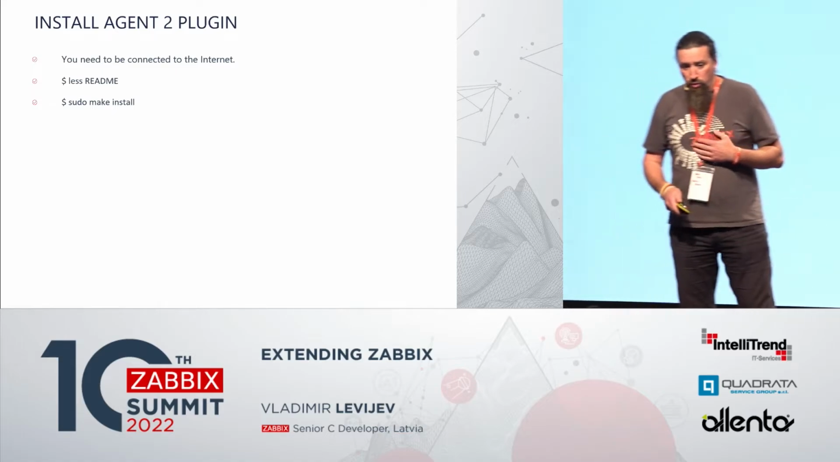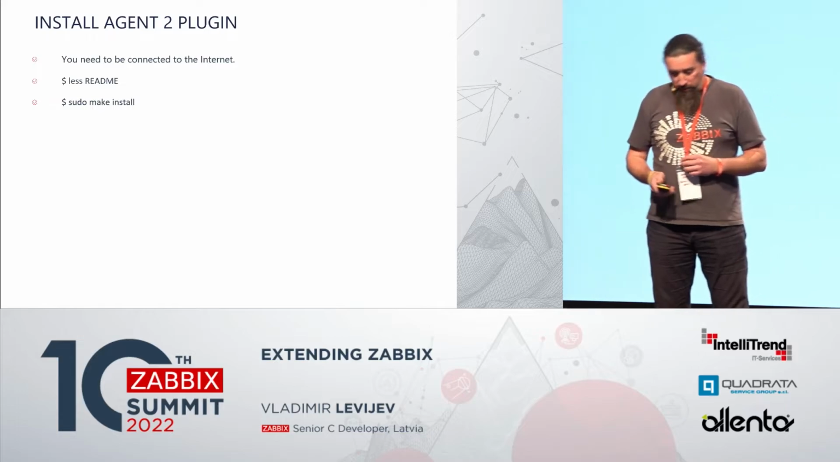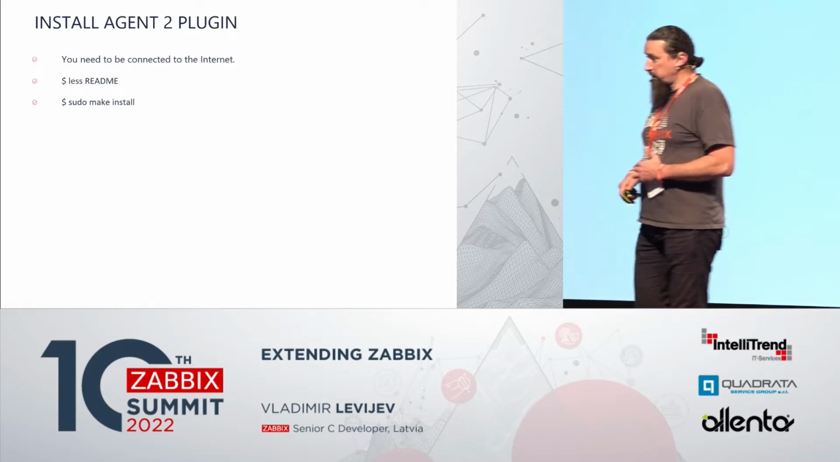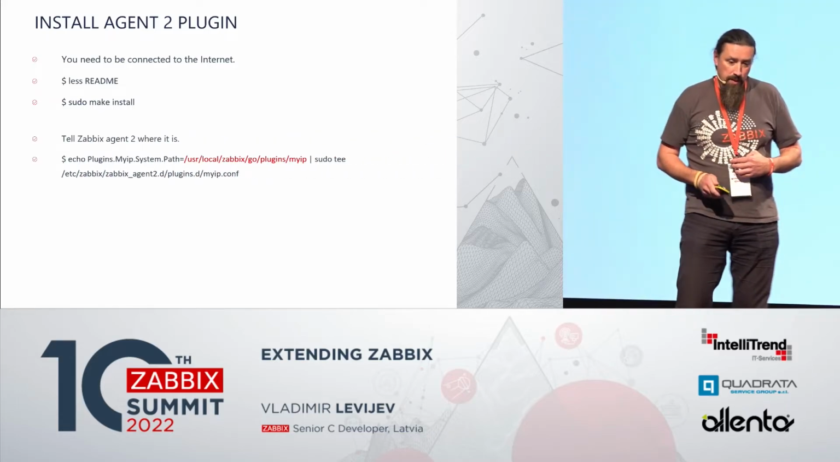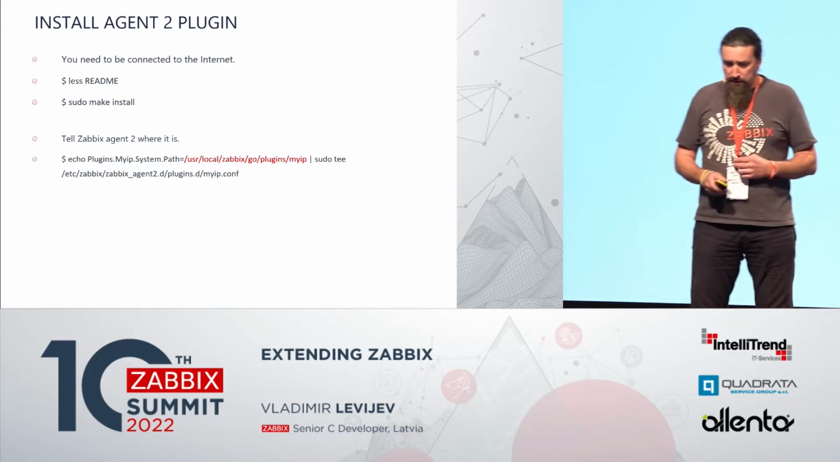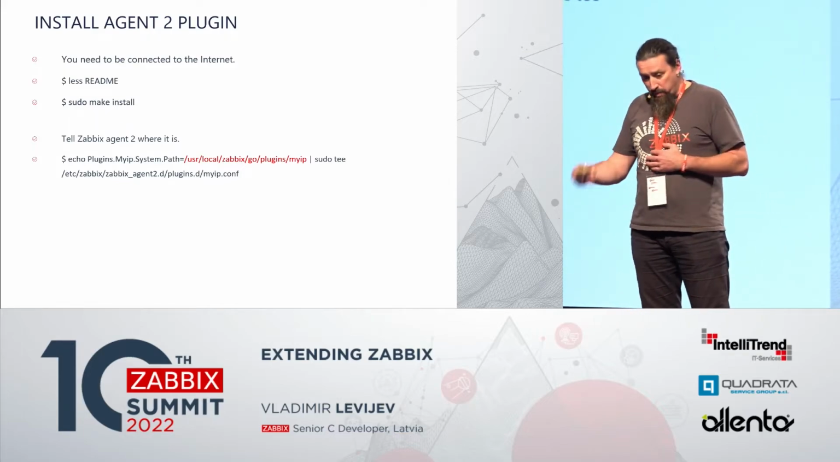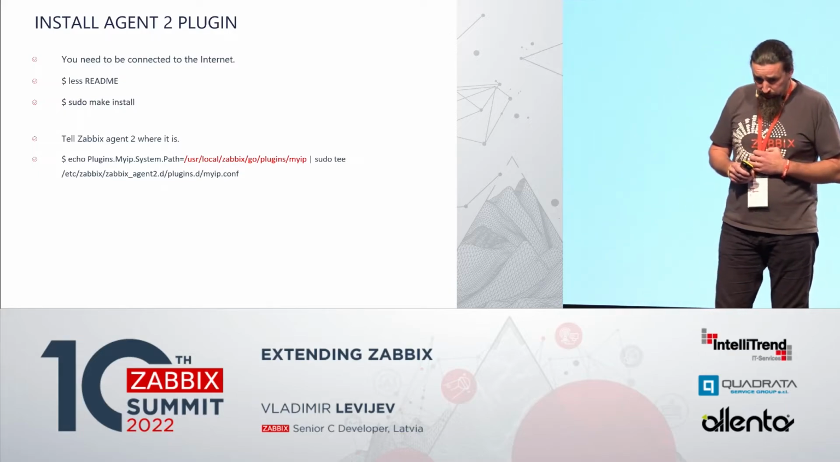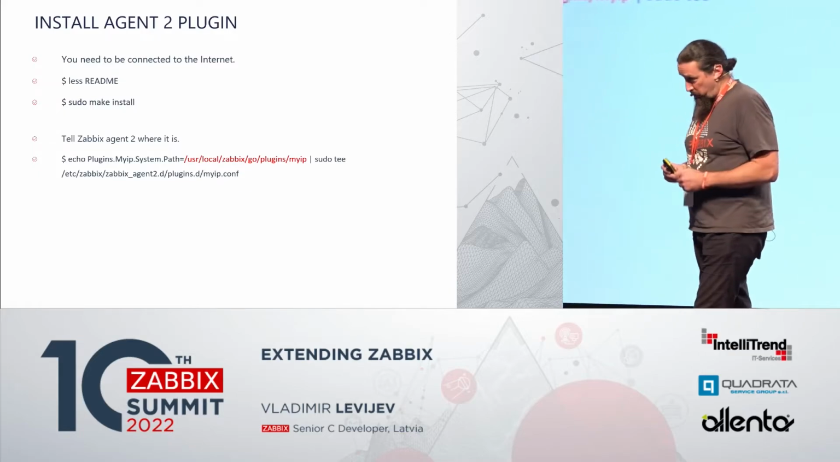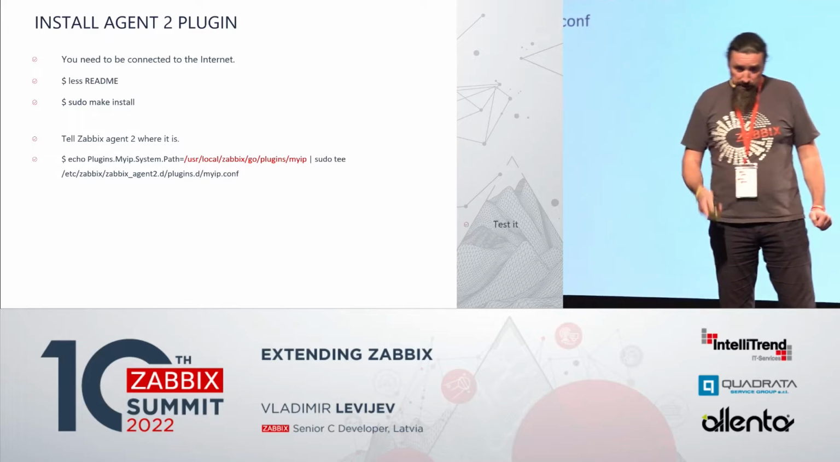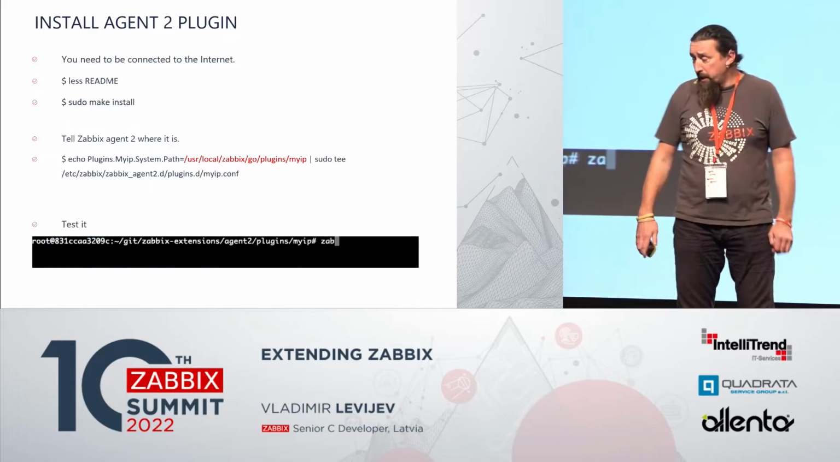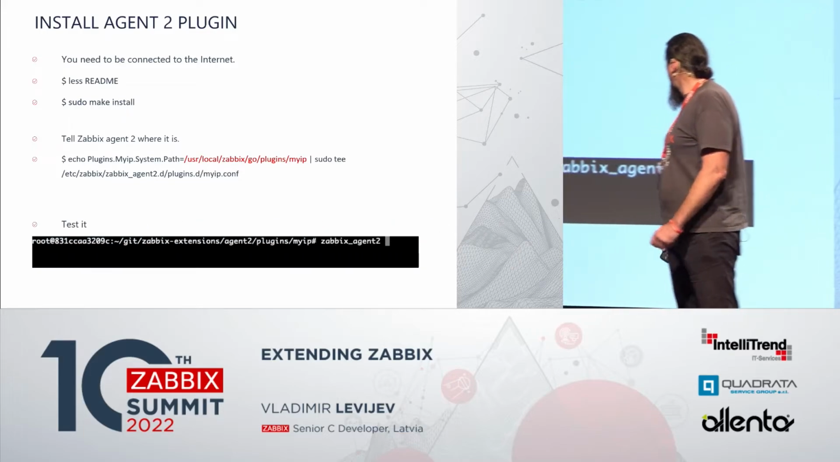Installation of agent 2 is simple. I created the makefile. You can check its contents, but if you use my code, then it's just sudo make install, which will compile your plugin and put it to the highlighted path. And then with this command, you can tell agent 2 where your plugin is, and that's it. You can test it. It should work.